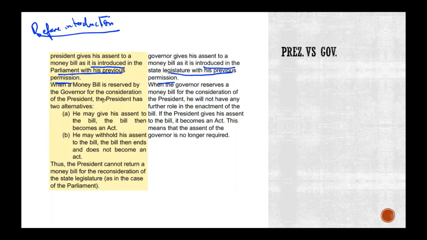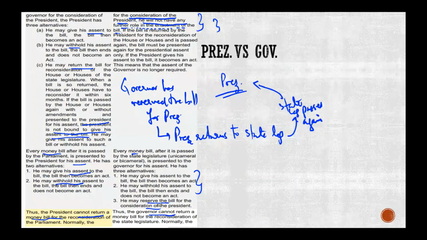So when a money bill is reserved by the governor, we just talked about it, the 20% that is different. Just go back here. The governor can give his assent or he can withhold his assent. And option number 3 is to reserve the bill for the consideration of the president. And when he does that, what is the role of the president? When the money bill is reserved by the governor for the consideration of the president, he can give his assent, he can withhold it, but again, the president cannot return a money bill, even if it is in the state.